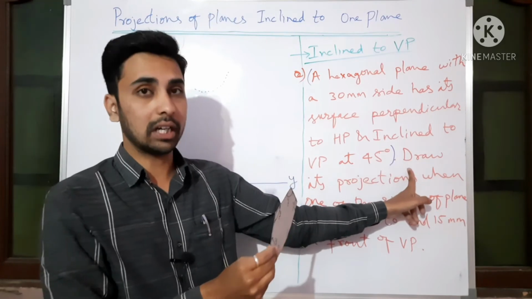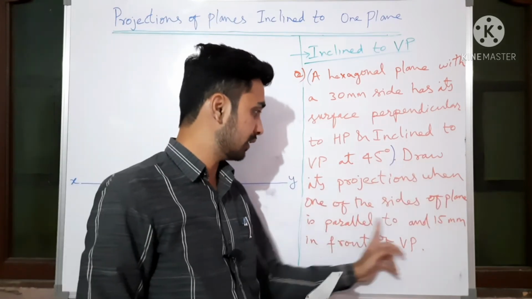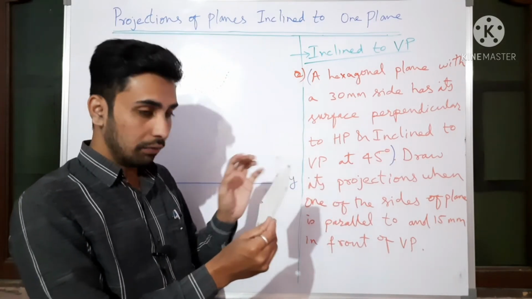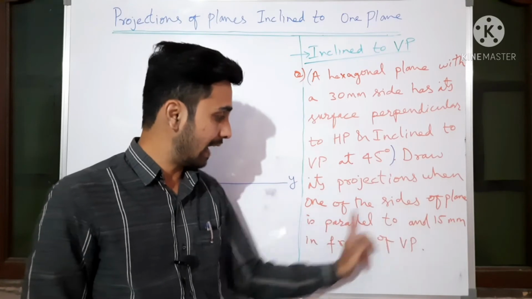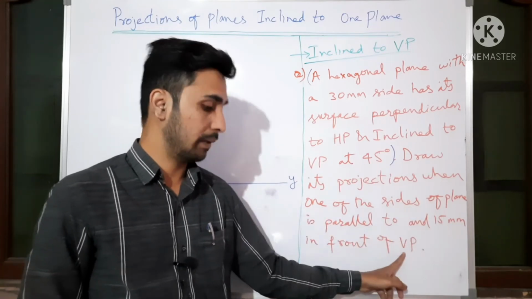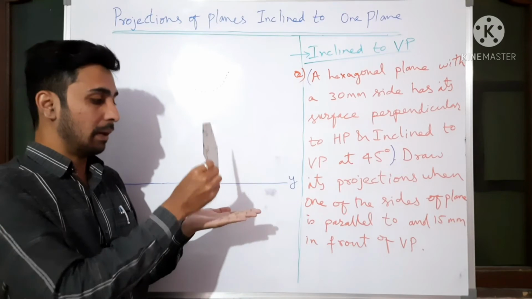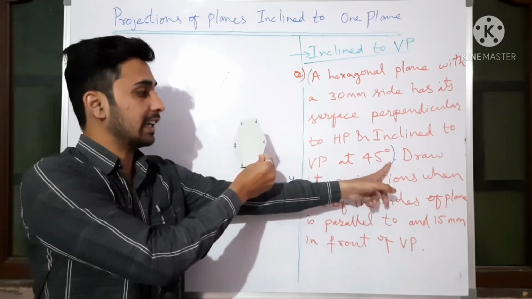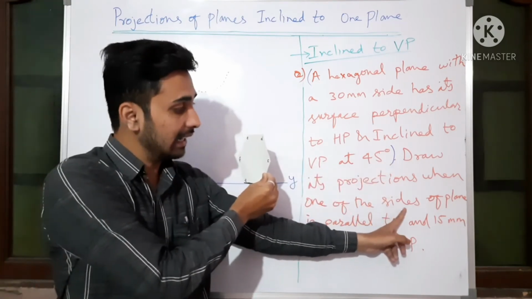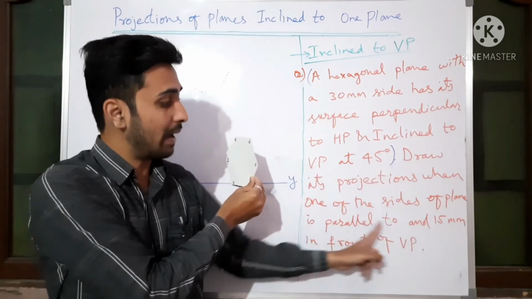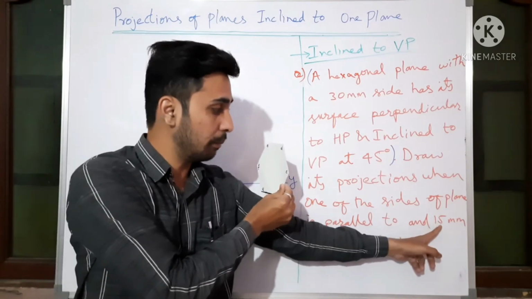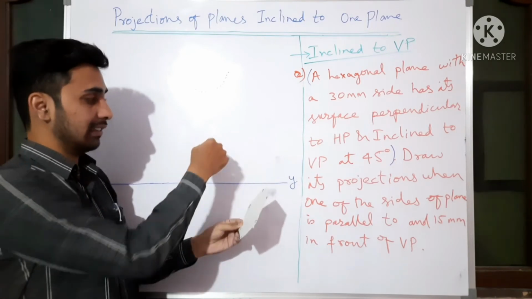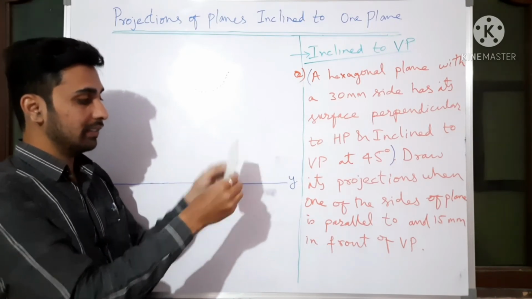Now further we will continue the question. Draw its projection when any one of the sides of this hexagon is parallel to, as well as 15 mm in front of, VP. So if you take the hexagon like this, perpendicular to HP with respect to VP 45 degree, up till here it is correct, but here they are saying any one side of the hexagon should be parallel to VP and should be 15 mm in front of VP. So if you see, this is perpendicular to VP like this. Parallel to VP means this should be like this.